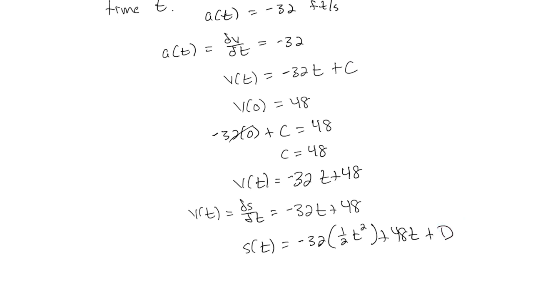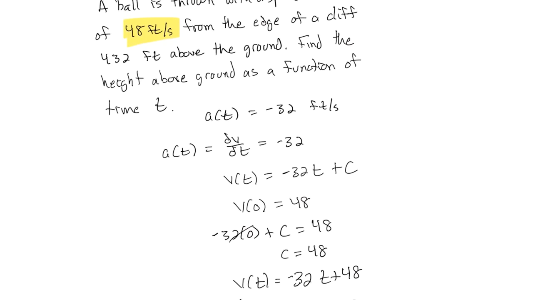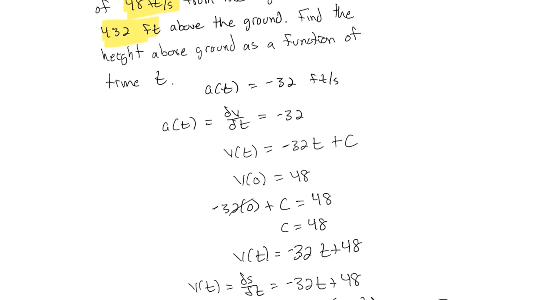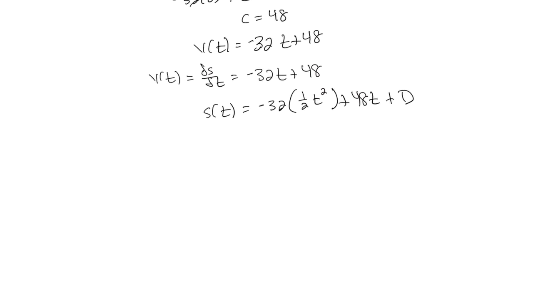So here is my position equation, and I have again that constant. I should have an initial condition to find that constant, or some other condition. It doesn't have to be an initial condition. But in the context of this problem, at time t equals 0, the height of the object was 432 feet above the ground. So it is an initial condition because it was at the moment that I released that object. So I'm given that the initial height is 432 feet above the ground.